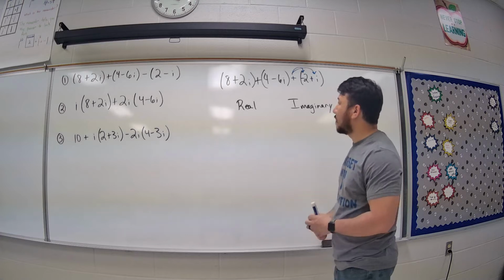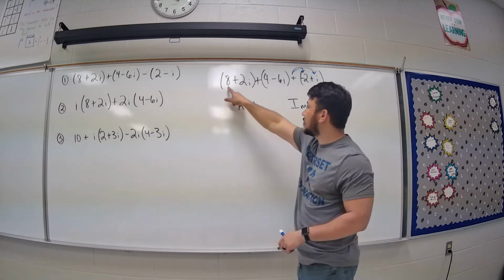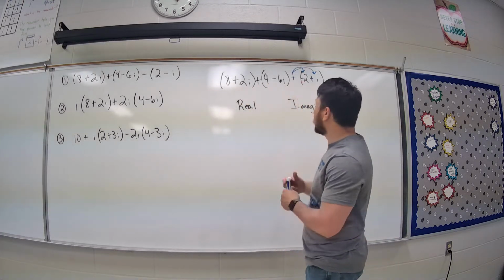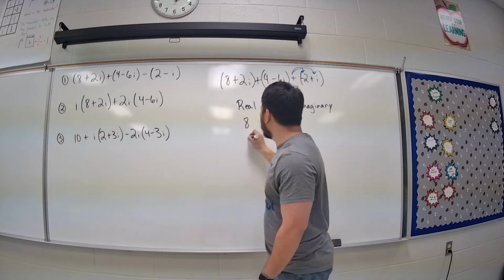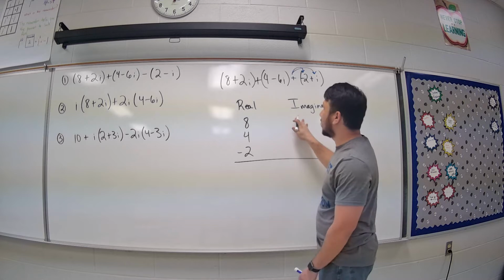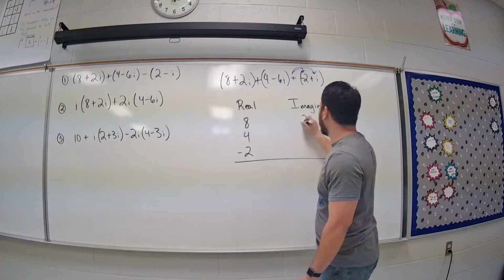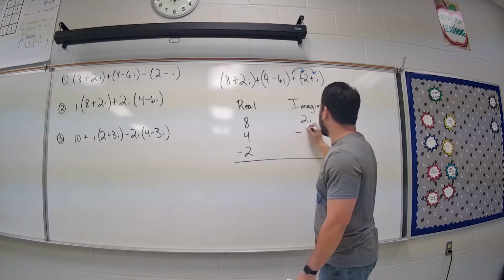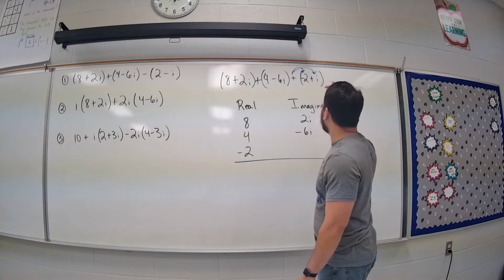So what I'm going to do first is find all my real numbers. So 8, 4, negative 2. And then I'm going to find all my imaginary. I have my 2i, negative 6i, and then I have a positive i.